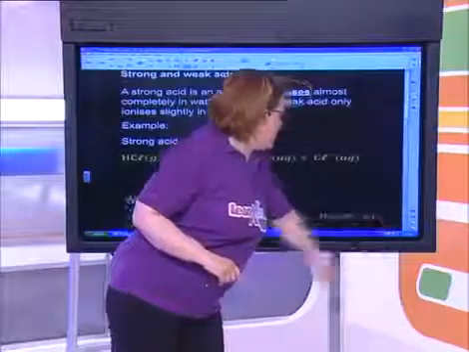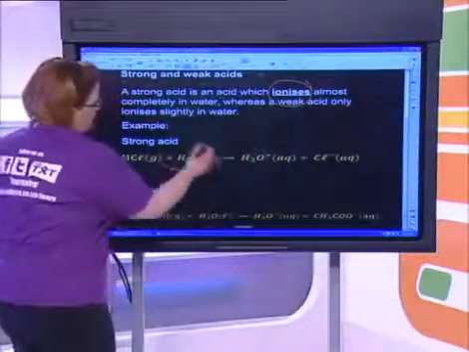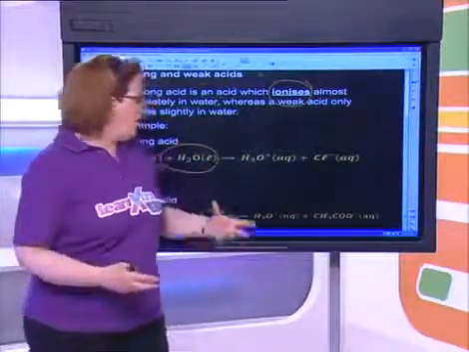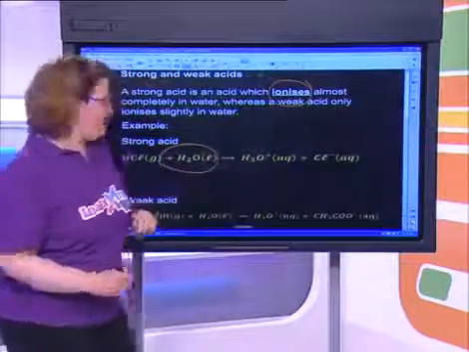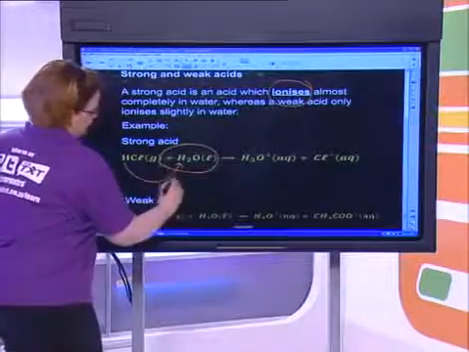So when we look at a strong acid like hydrochloric acid, when it reacts with water, and what's very important here is that we say it is reacting with the water, it's part of the reaction, okay? We end up with H3O plus ions because what's happened is the hydrochloric acid has given its hydrogen away.